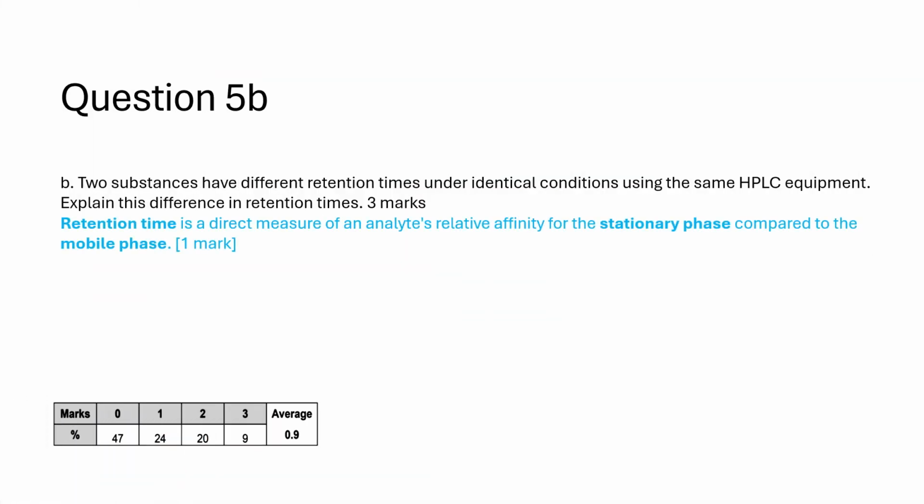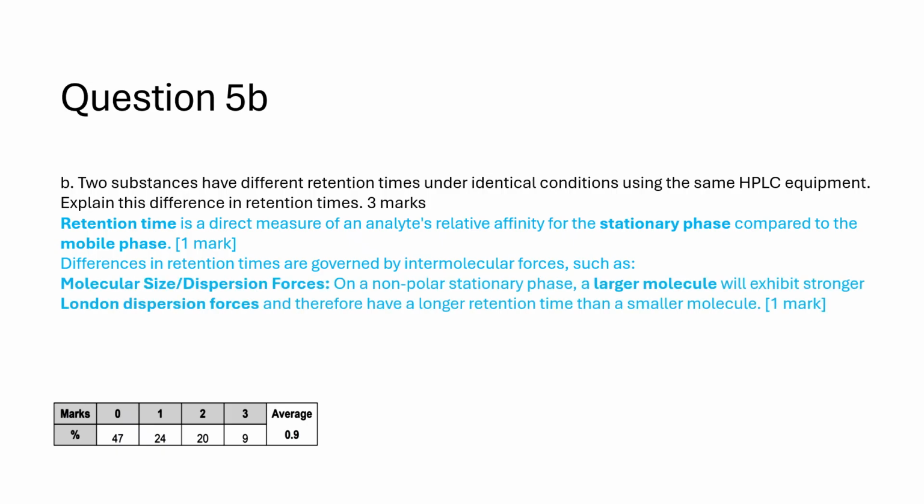Retention time is a direct measure of an analyte's relative affinity for the stationary phase compared to the mobile phase. Differences in retention times are governed by intermolecular forces, such as molecular size, via dispersion forces. On a non-polar stationary phase, a larger molecule will exhibit stronger London dispersion forces and therefore have a longer retention time than a smaller molecule.